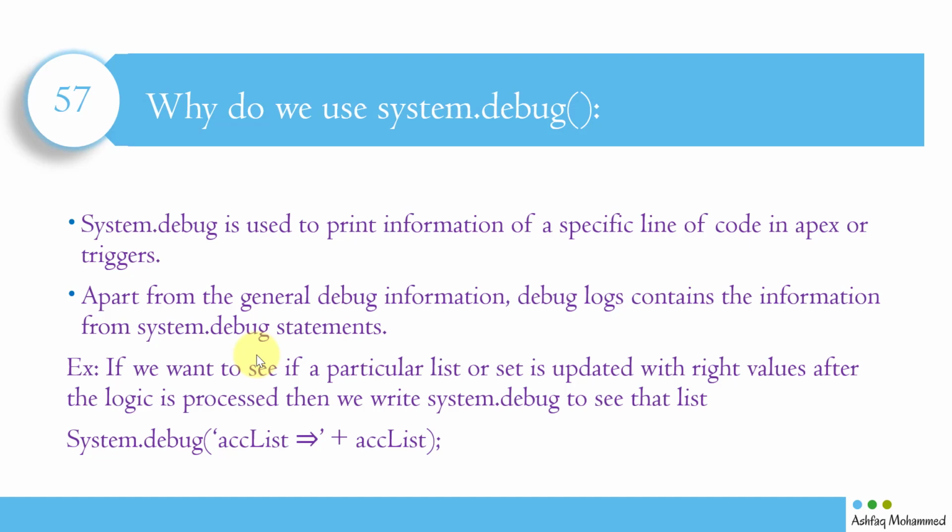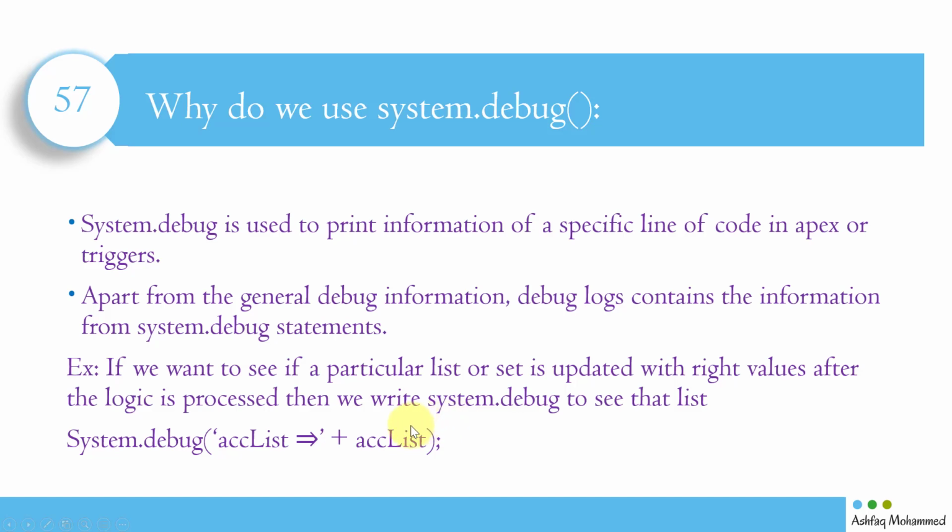So don't write a debug log for each line, but at least for a method, one system.debug should be there. In my opinion. I know that your seniors and leads will ask you to remove the debug log, saying that it is not a best practice, but having one debug log will save you at the time of production support. For example, if you want to see if a particular list or set is updated with the right values after the logic is processed, then we write system.debug to see that list.